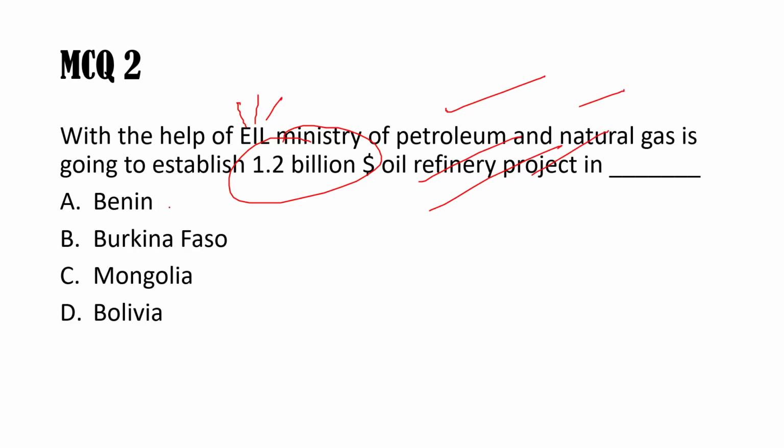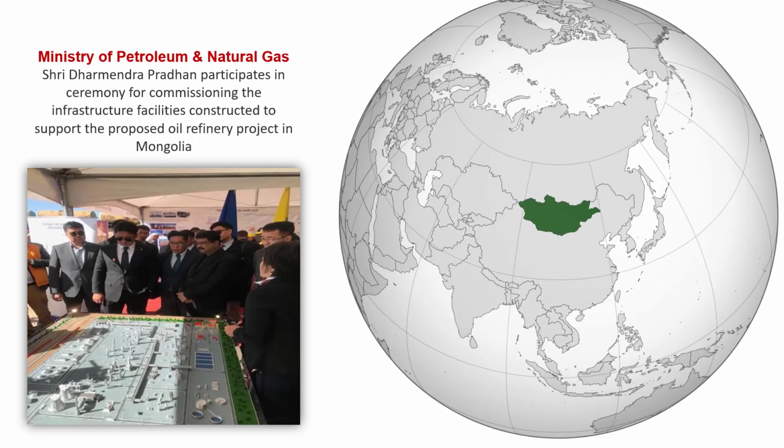In which country? We are investing a lot in African countries. So Benin, Burkina Faso, these are important African countries. Bolivia was also in the news, where Mr. Kovind, our President of India, went there, and the issue of lithium became too important there. But the answer is C, Mongolia. There we have established that, and after the establishment of the 1.5 MMT refinery, it will provide oil to Mongolia too, and the export will be there for India too.